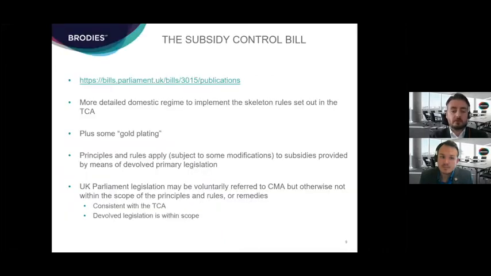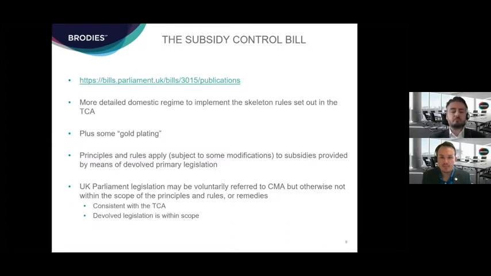So there's a link there to the bill, again, easily findable, but when you get a copy of the slides, which you'll get with the link to the recording, you'll be able to click through to that. So that's been introduced in Parliament, hasn't yet been amended, so it's just as published. As Jamie said, it's a more detailed domestic regime. The TCA kind of deals in skeleton rules, and the bill really fleshes those out. There is also some gold plating, to use the former EU term of art. So there is some additional provision made. It's not simply implementing the TCA and no more. There are other requirements and considerations that have been adopted into the bill, which you'll pick up as we go through.